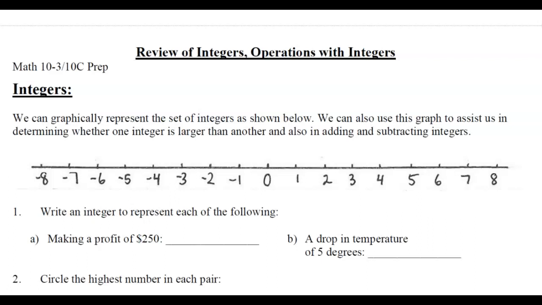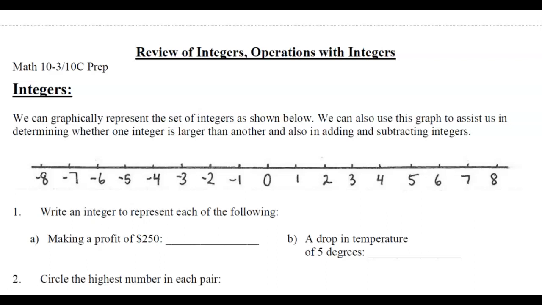All right, so we're reviewing integers and operations with integers. You'll notice a number line there. That number line is to remind you, always on a number line, we put the negatives on the left, the positives on the right. You may never need to use the number line, but it's a nice idea when you're adding and subtracting to think about what's happening on the number line.